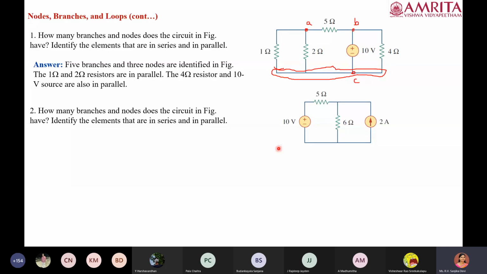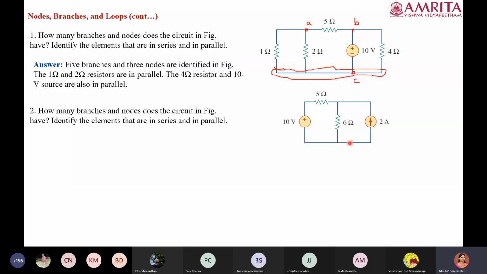One node is between this 10 volt and 5 ohm. Where the 5 ohm, 6 ohm, and the 2 amperes connect together, that is another node. And below, all the 3 branches connect at one common point, and that is the third node. Okay, so this particular circuit has 3 nodes.